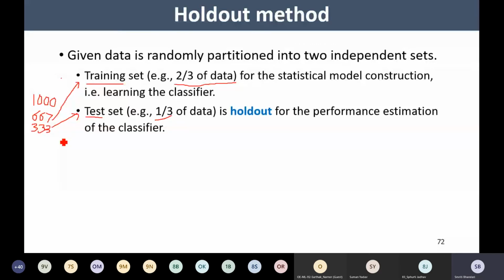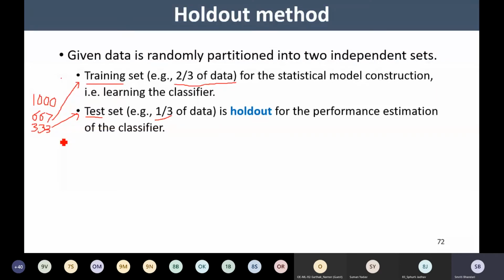These are the typical statistics. 2/3 of the data is being used for training and 1/3 of the data is being used for testing. And these samples are being randomly picked from the given data set. We are going to form two independent data sets, the training data set and the test data set. The training data set typically has a size of 2/3 of the data and the test data set has a size of approximately 1/3 of the data.